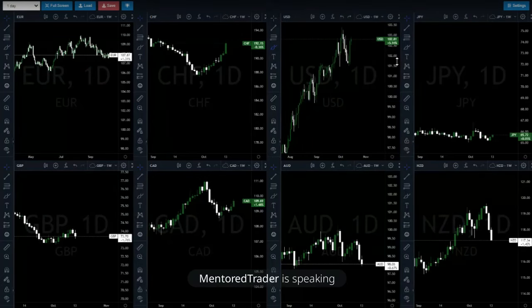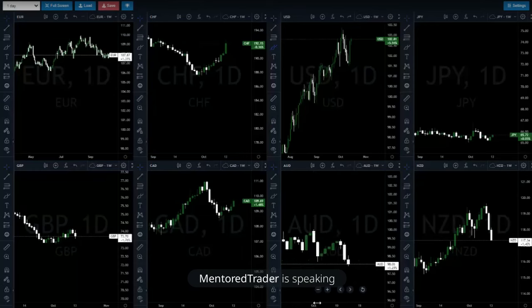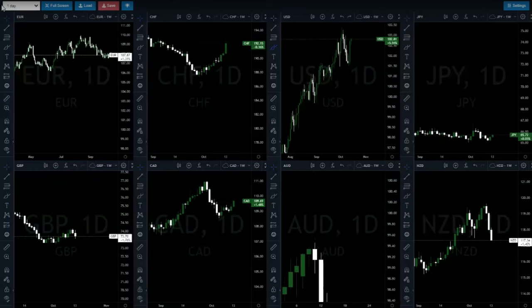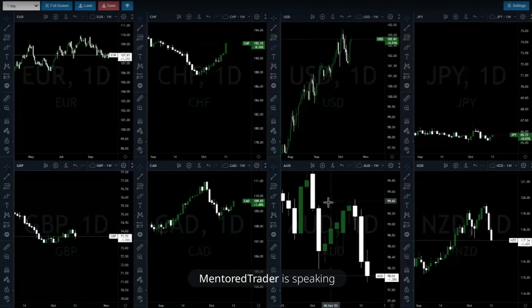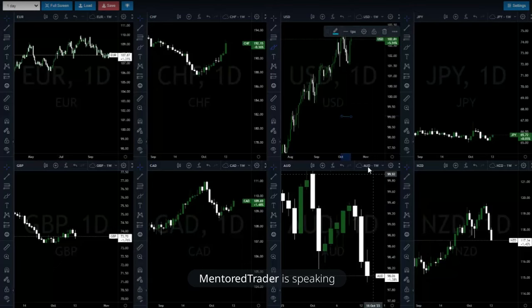So let's do this. Where is the Australian dollar going on a weekly time frame? The Australian dollar is selling on a weekly time frame. Where is it going on a daily time frame? Right here in the corner. It is consolidating back up. Where is the dollar going? The dollar is consolidating back down.